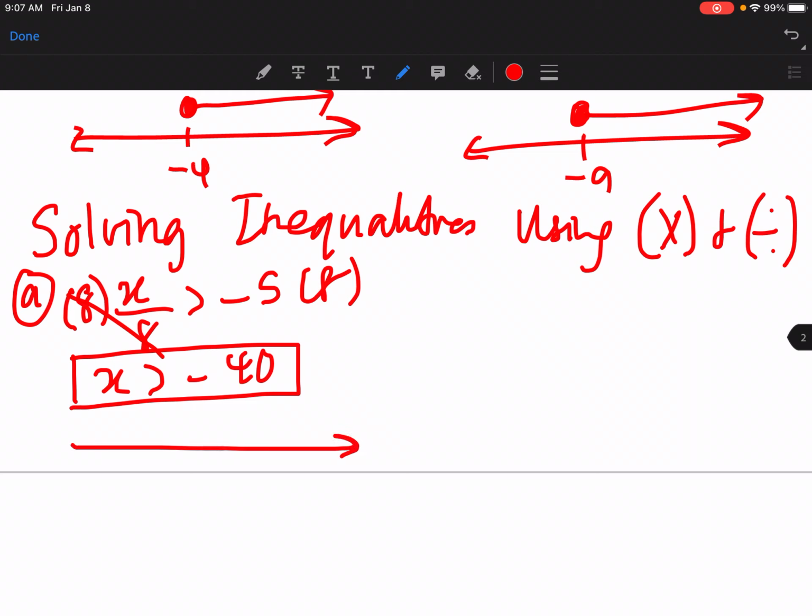Draw my number line here at negative 40. This time my circle is going to be open because it does not have the equal sign, and it is pointing to the right side.